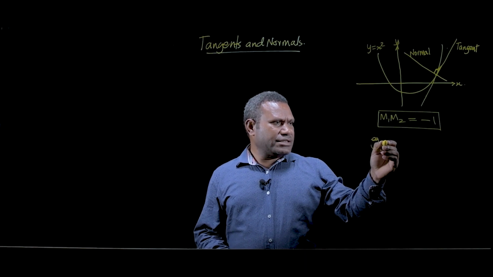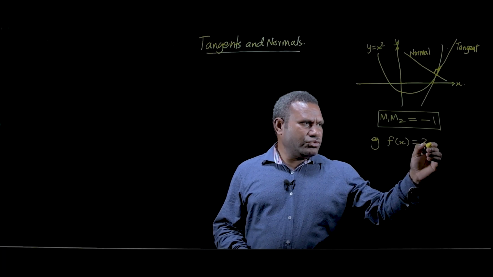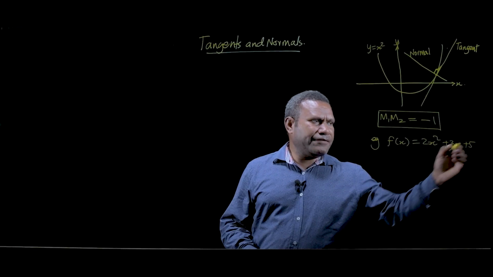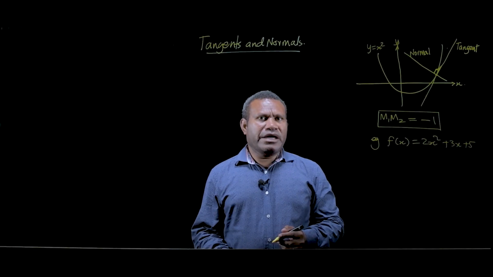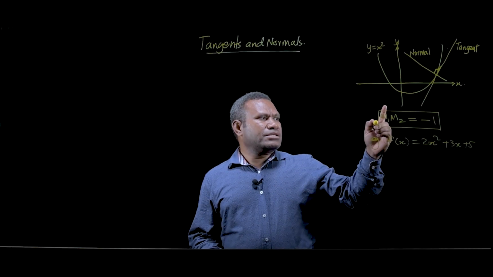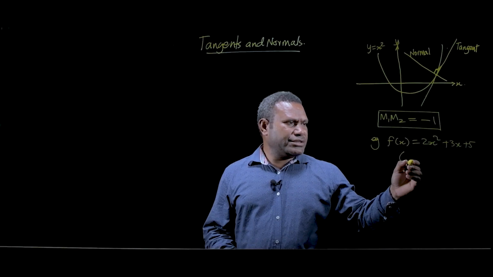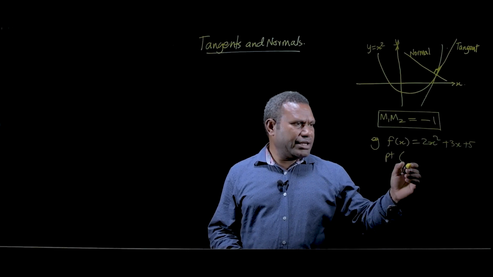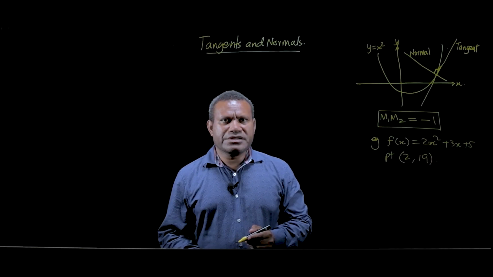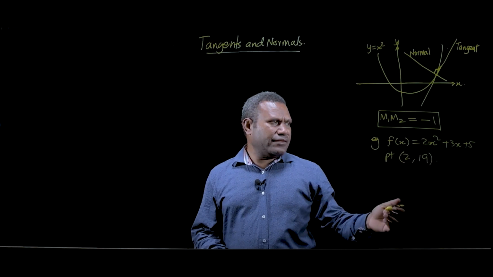If I have a function f of x equals 2x squared plus 3x plus 5, and I ask you to work out the equation of the tangent and normal through the point (2, 19). The first thing that we need to do is to work out the gradient function of the given curve.